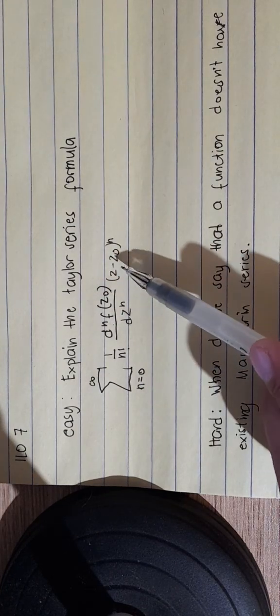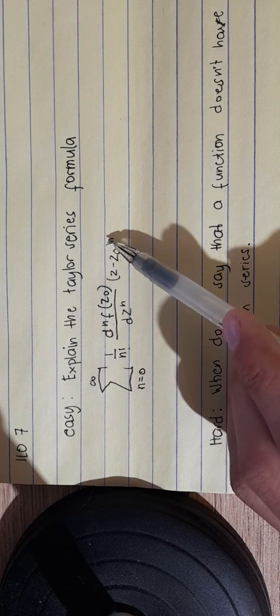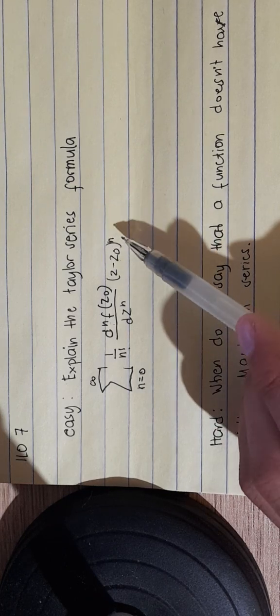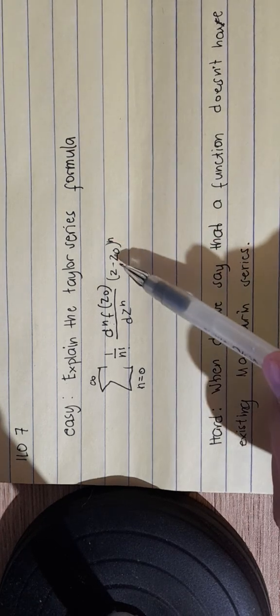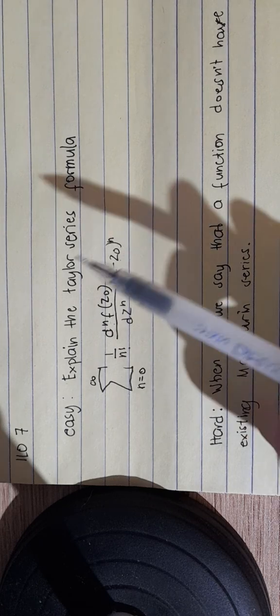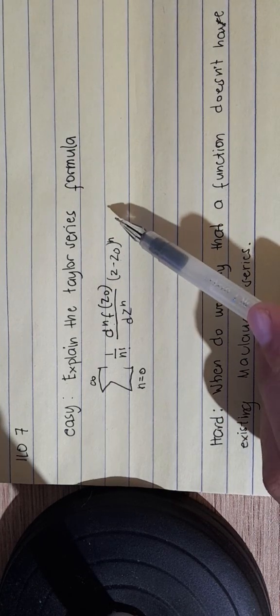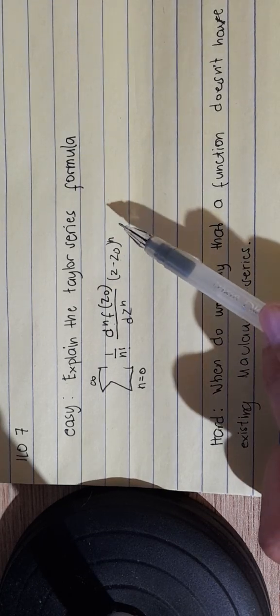Next, (z minus z0) to the power of n. This term represents the difference between the variable z and the center point z0, raised to the power of n. It captures the deviation of z from z0.